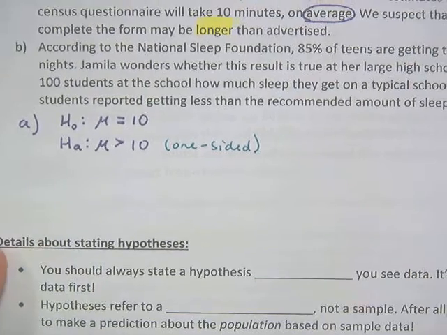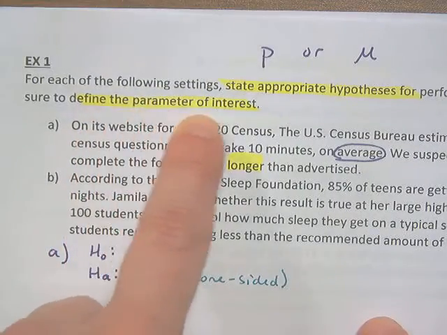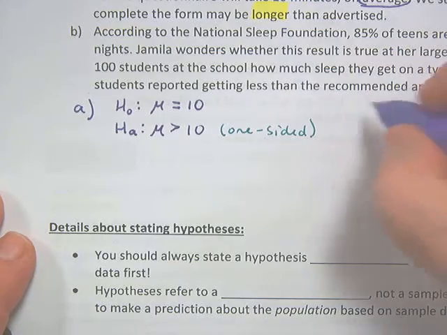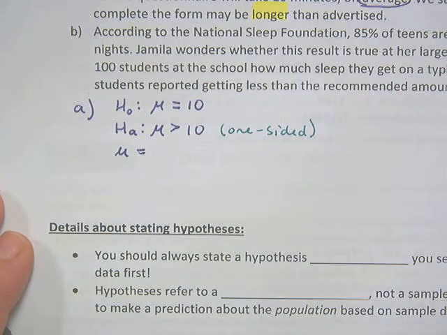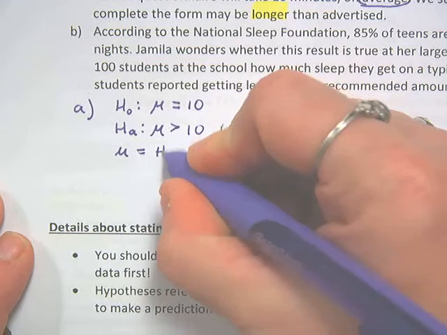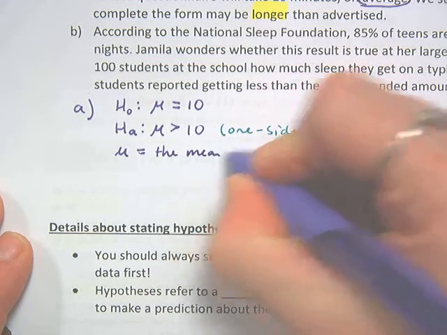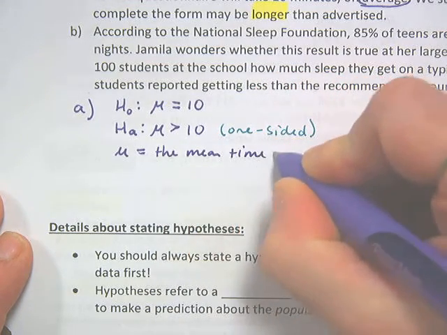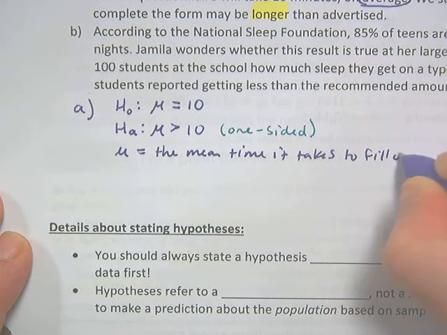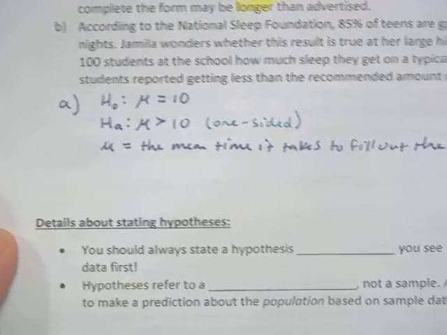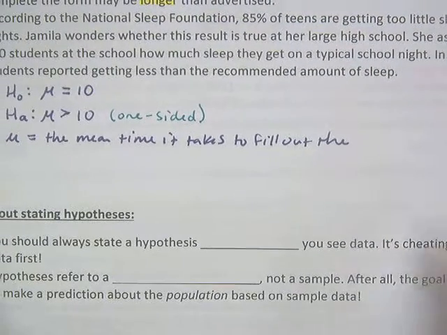Okay, the only other thing we need to do is this whole define the parameter of interest. You need to tell me what mu means. You've got that mu symbol in your hypotheses. Well, tell me what it means. And it represents the mean time it takes to fill out or complete the questionnaire or the form. I'm just going to put form, feeling kind of lazy.